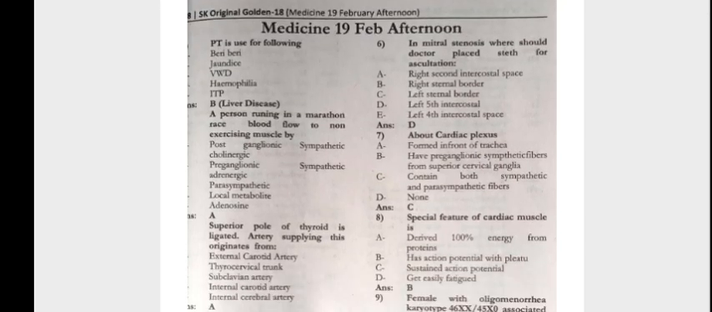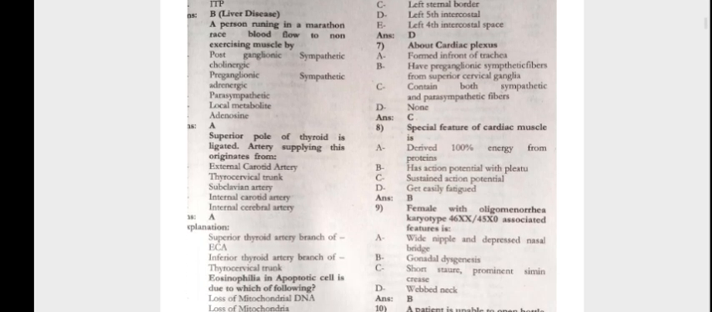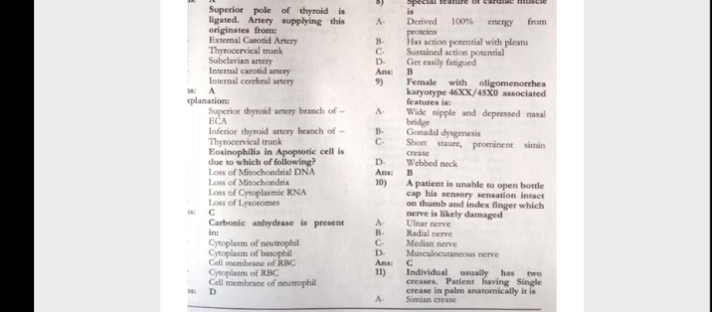Question number 6, in mitral stenosis, where should the doctor place the stethoscope for auscultation? That is the left fifth intercostal space. Both cardiac plexus contain both sympathetic and parasympathetic fibers. The special feature of the cardiac muscle is that it has an action potential with a plateau. Female with oligomenorrhea, karyotype 46XX/45X, the associated feature is gonadal dysgenesis.